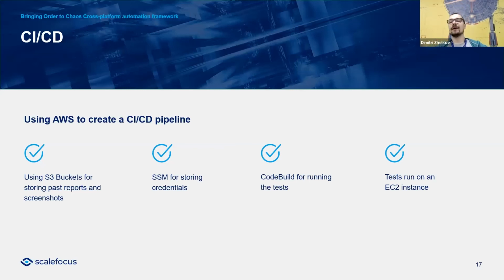Okay, so now that we got that out of the way, how do we run them? The developers create their own tests. So what do we do? How do we use the AWS for CI/CD?